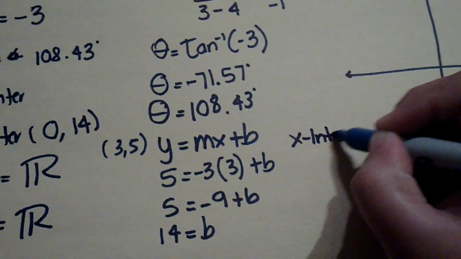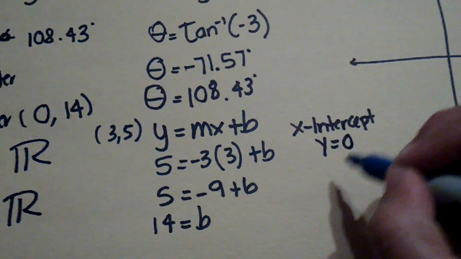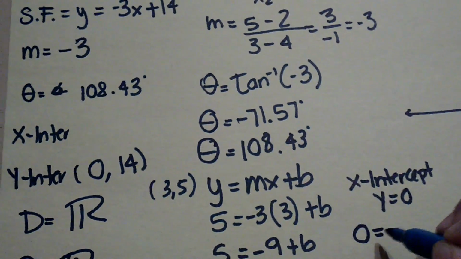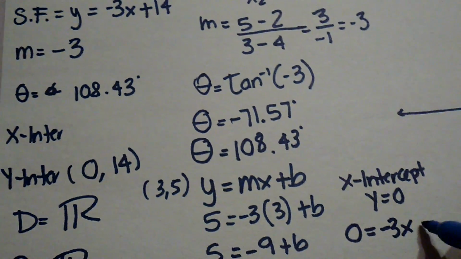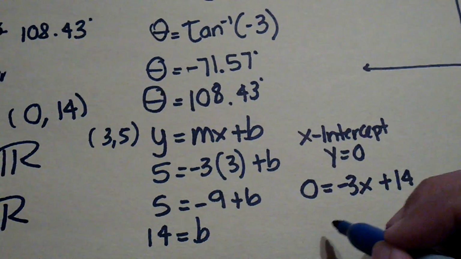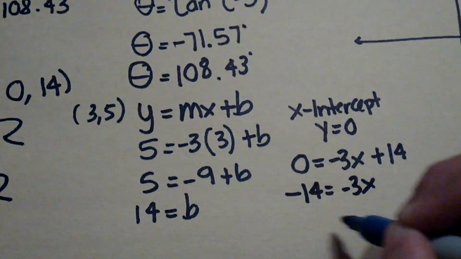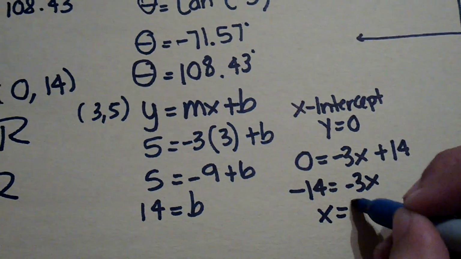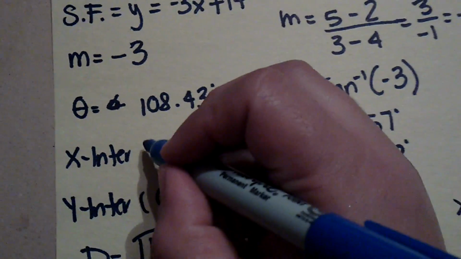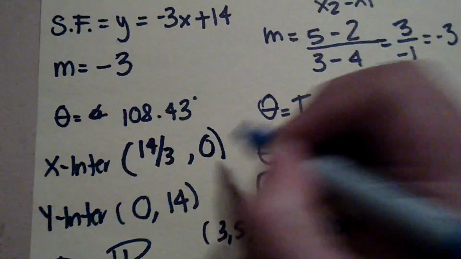X-intercept is when y equals 0. So I'm going to write 0 equals minus 3x plus 14. Then I pass the 14 and it's going to be minus 14 equals minus 3x. X equals 14 thirds. Leave it as a fraction, don't change it. 14 thirds, comma, 0.